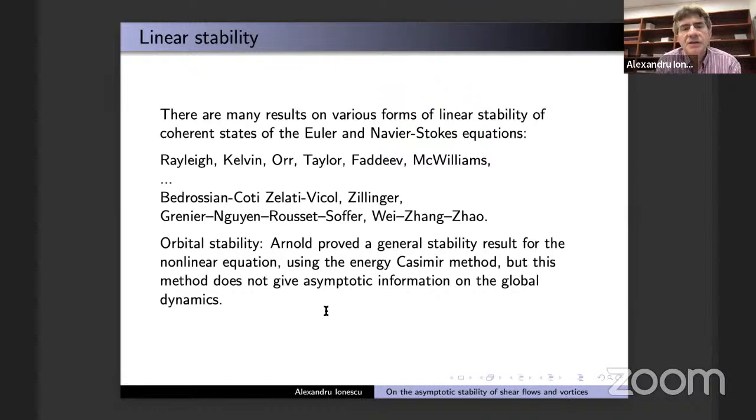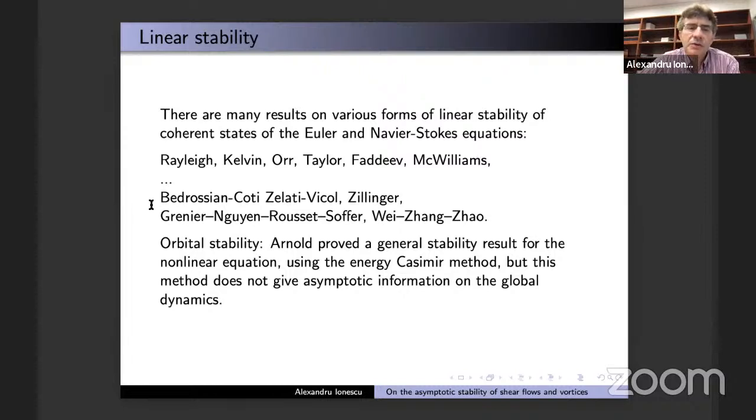So there are lots of results. The problem, as I said, goes back. At the level of the linear stability, there are lots of results. I'm not going to discuss more than what I've said so far, the explicit example I've discussed, but there are lots of results. They go back to the original papers, Rayleigh and Kelvin, this work of Orr, Taylor, Fadeev, McWilliams. So this is the earlier work on the problem.